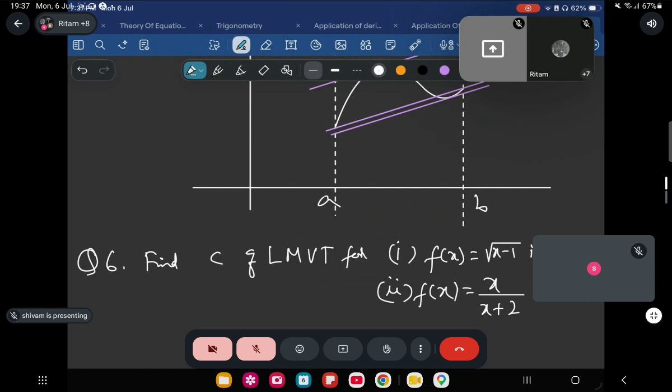Just apply LMVT, okay? You'll get the answer. Sir, we have to write the coordinate. Yes, what did you say? So we have to write the coordinate or the number only. Write down the point as well.